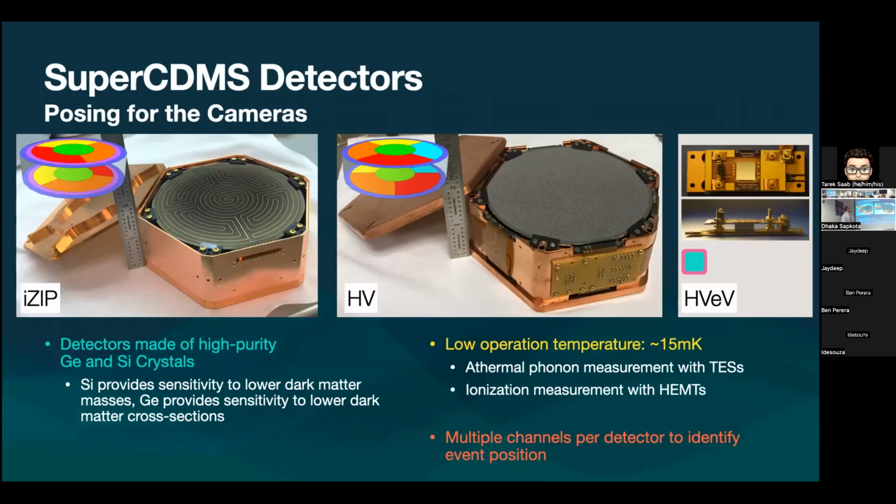This is what the detectors themselves look like. As I said, they're made out of silicon or germanium. They're on the order of kilogram scale. So these are 4-inch diameter by 1-inch thick crystals. You want them ideally to be as big as possible, to give you more mass, more atoms for dark matter to interact with. But also you have to cool them to 15 millikelvin. So it is a cryogenic device.